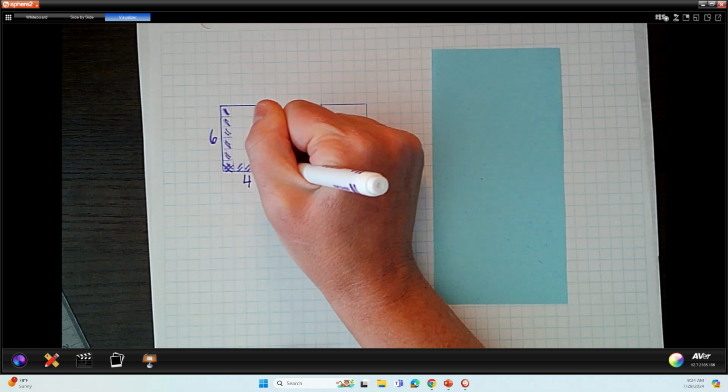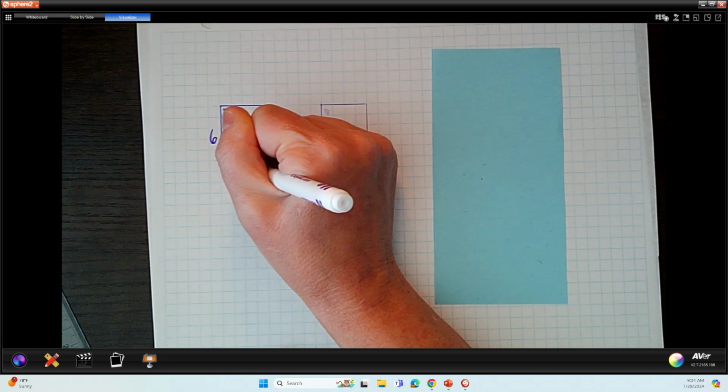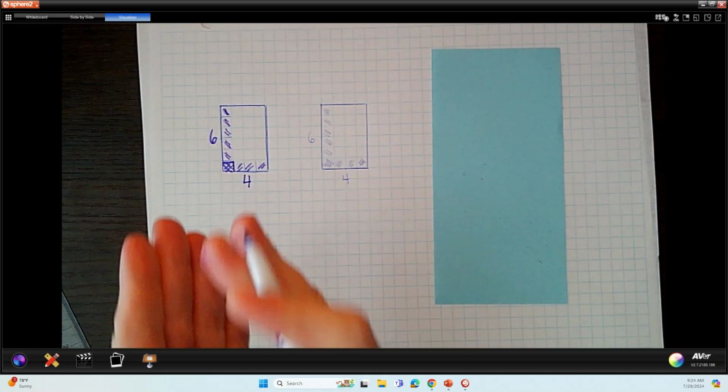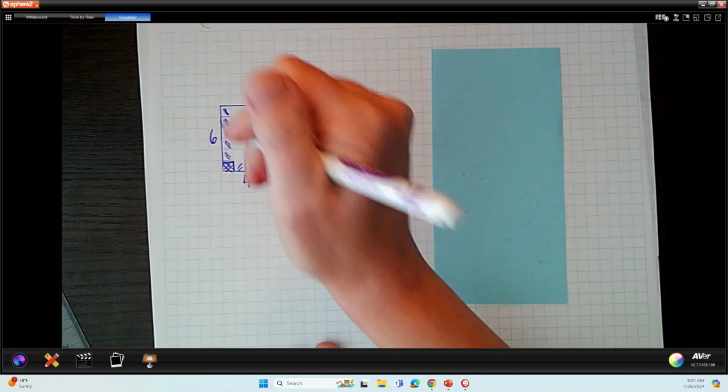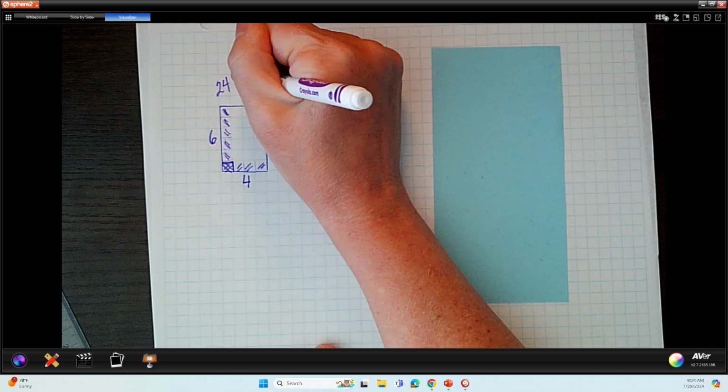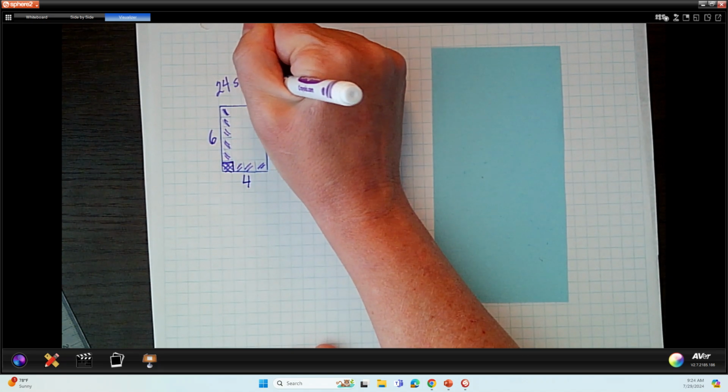And there's that crossover. There's that right angle. See that? Where they cross. That's my L of the shape. So I know that this has 24 square units.